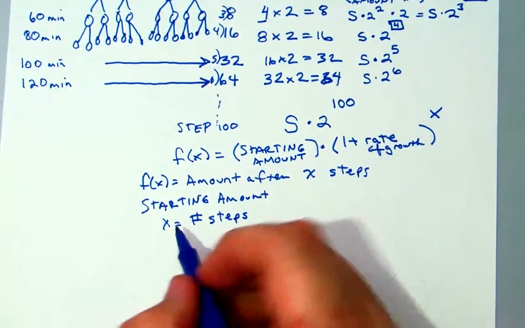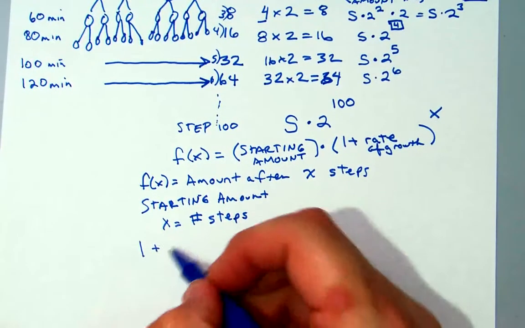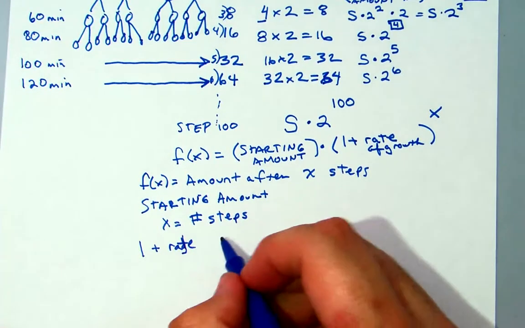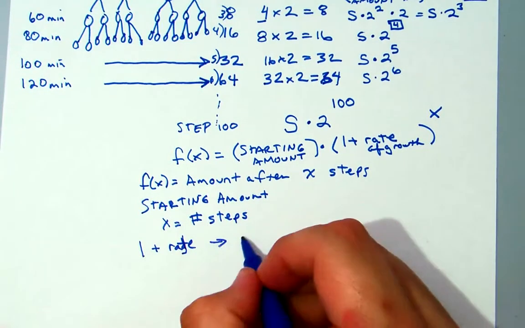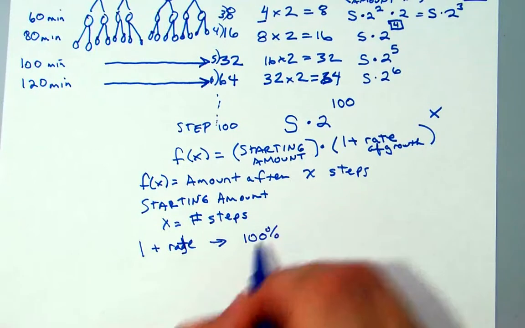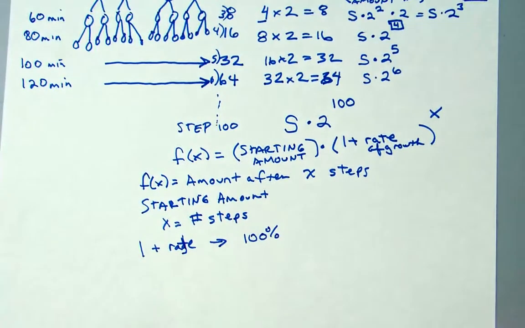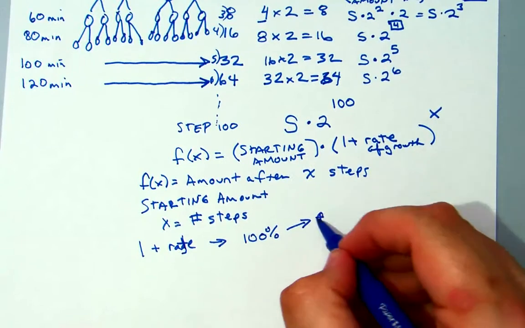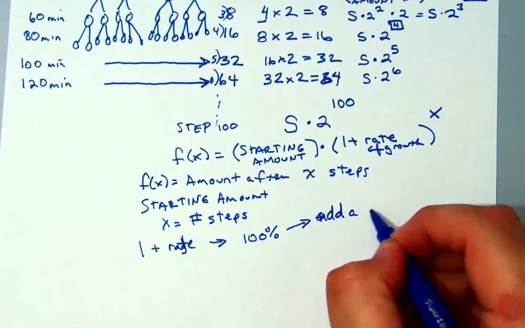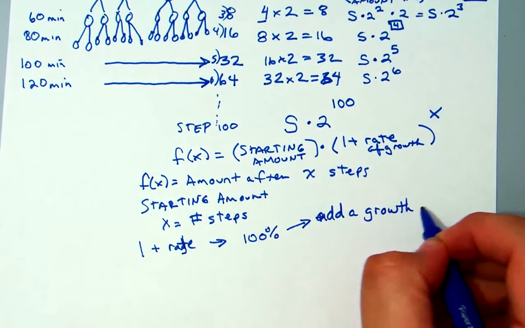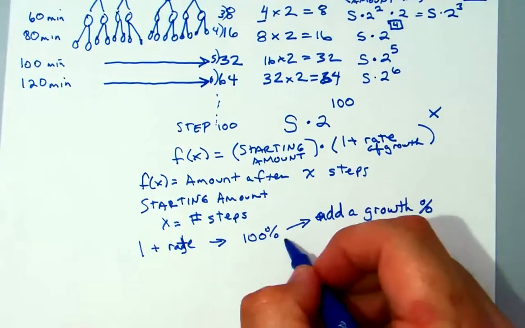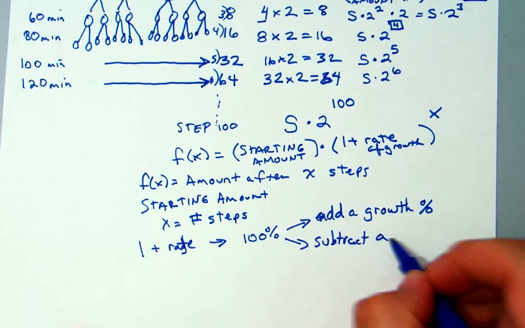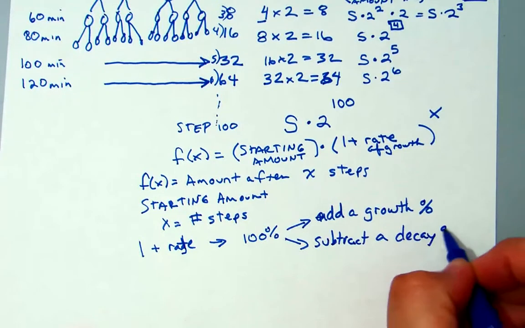Now, this idea 1 plus the rate, whatever the growth or decay rate is, what this really means is 100%. You take the whole original amount, and then you're either going to add a growth percentage, or you're going to subtract a decay percentage.